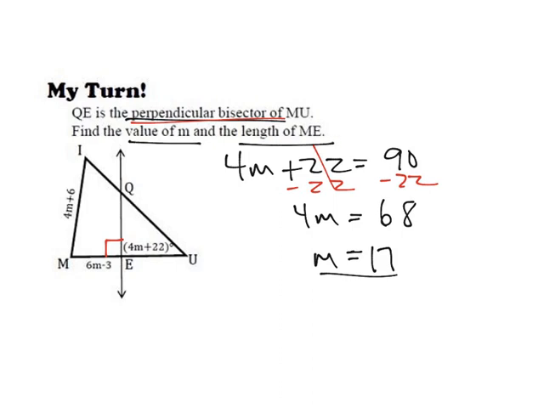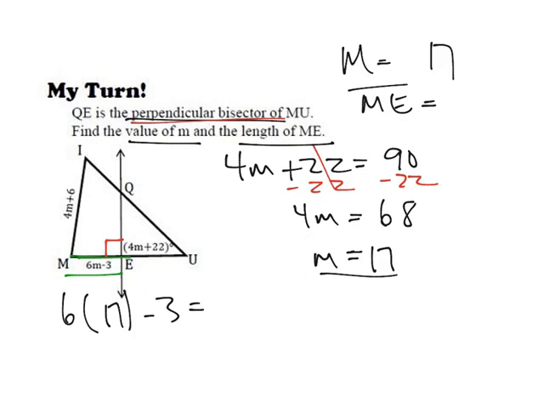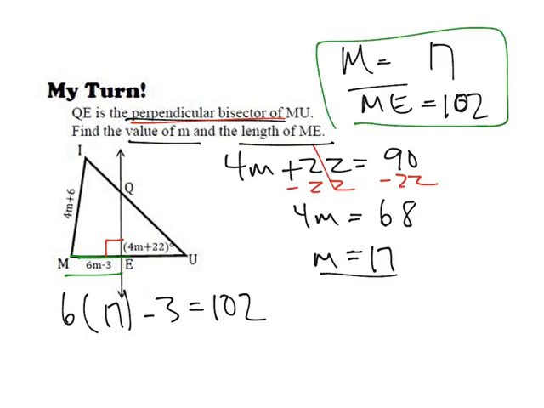So we're asked to find the value of m and the length of ME. So m is 17, and the length of ME, well, ME is right here. If that's the case, we know what m is, so we're just going to substitute the values. So 6 times 17 minus 3 equals 102. So that is the distance or the length. That is not an angle. That is a distance, from ME. So that's the two pieces we're asked for.